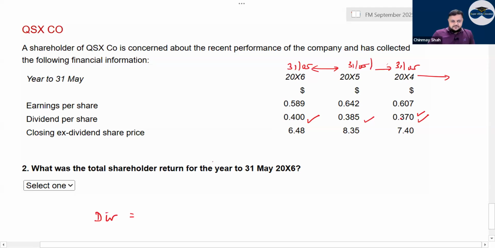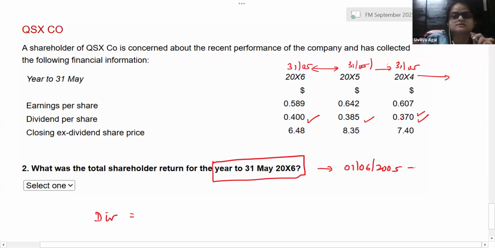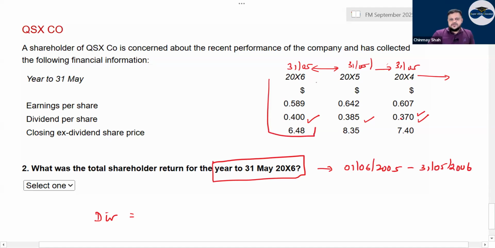So for the year to 31st May 2006 means what? Tell me. बोलो. So what should be the date? बोलो. 1 जून 2005 होना चाहिए. 1 June 2005. Yes. Right? To 31st May 2006. This is what this is all about. Correct? Right? So tell me how to go ahead with this. What will be dividend? 0.4 लो या 0.385?